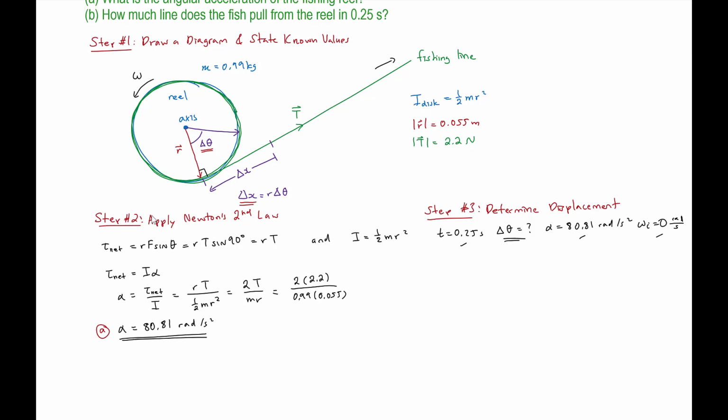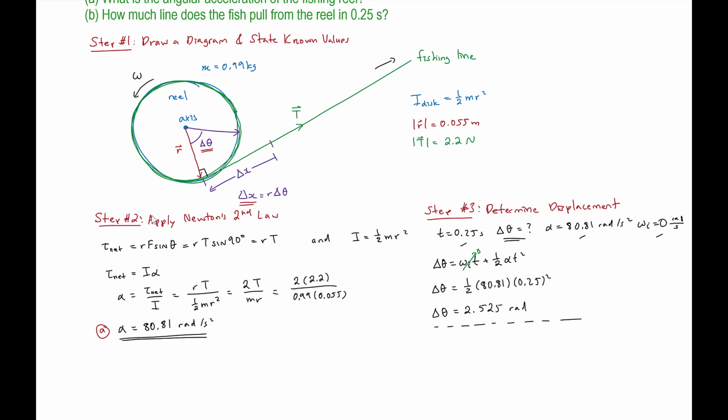I just need to pick the correct kinematics equation. So we have delta theta being equal to omega i t plus 1/2 alpha t squared. We know that omega i is going to be 0. So delta theta is simply 1/2 alpha t squared. We have 80.81, 0.25 squared. Delta theta is therefore equal to 2.525 radians.